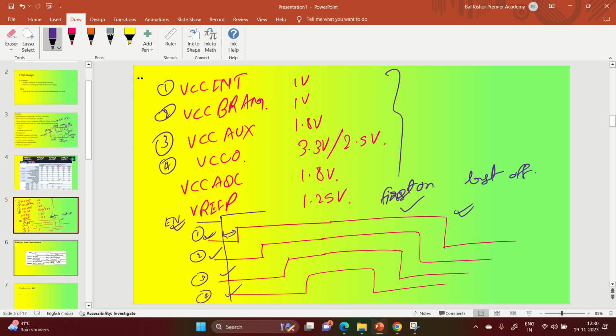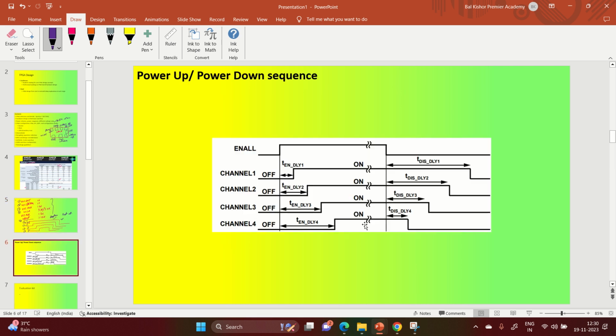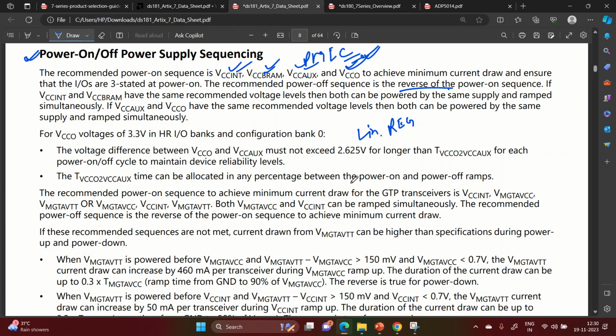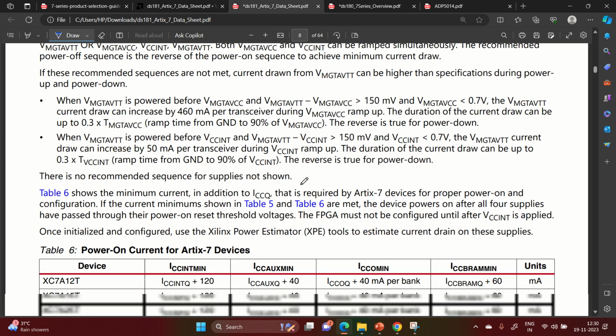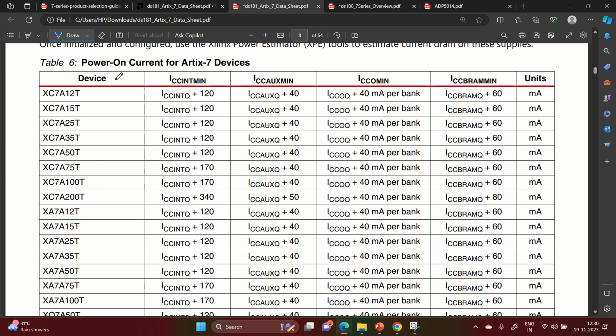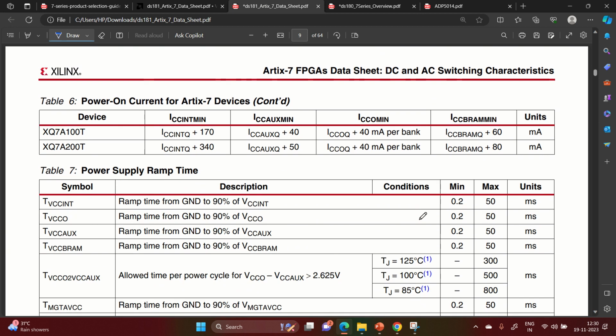Actually, if I tell you a ready-made solution, it is kind of like this: we have enabled, and enable channel 1 will be enabled after some time, then channel 2, channel 3, channel 4, and similarly there will be off sequences, which will be first this, then this, then this, then this. Next, proceeding to the next one, our power on sequence for RTX devices and all those things are given, but it is not needed right now.